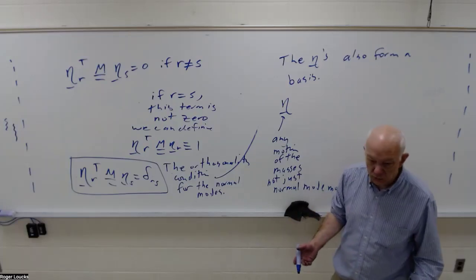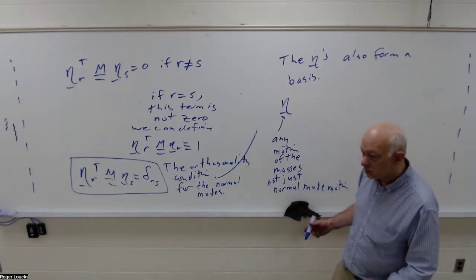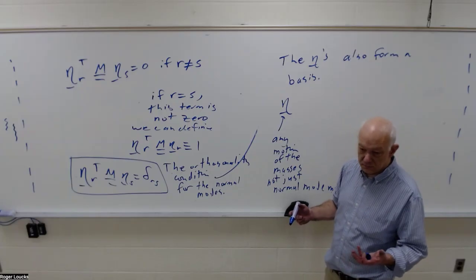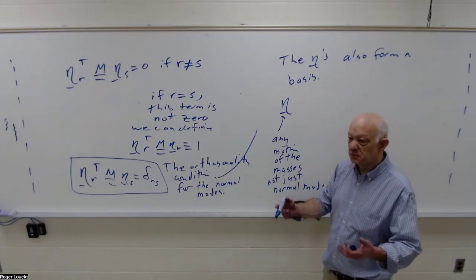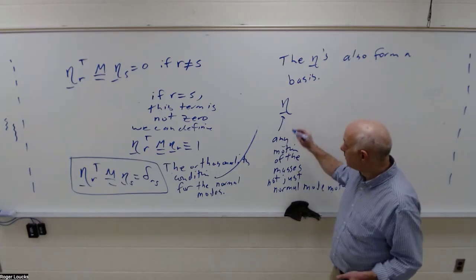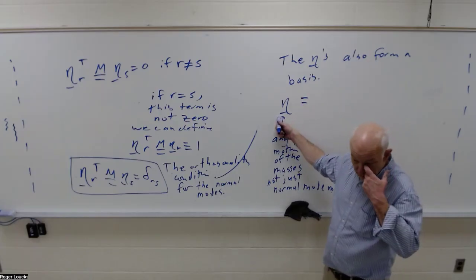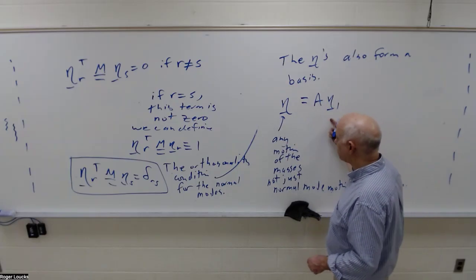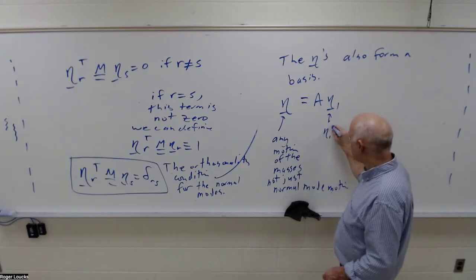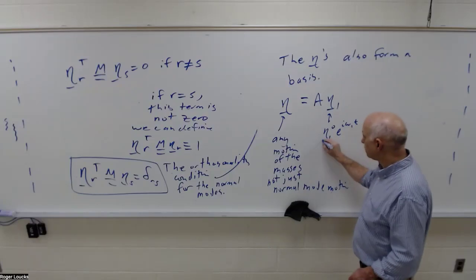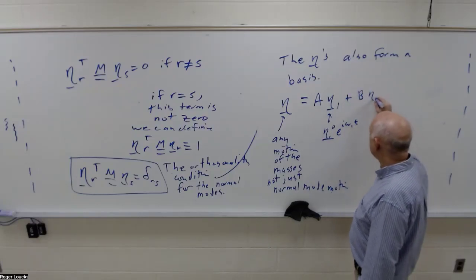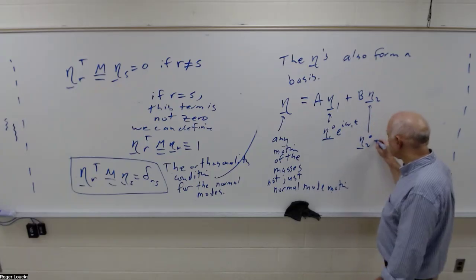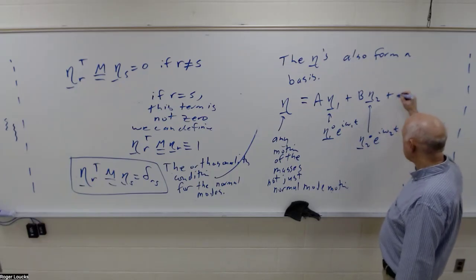Probably I shouldn't use eta anymore; using eta is probably bad notation. So maybe I should call it something else. Q. I'll call it Q. Just realize this is no longer the normal mode frequencies. I can write this as some A1 eta 1 bar times e to the i omega 1 t, plus B eta 2 bar times e to the i omega 2 t, and then you keep on going for all these modes.